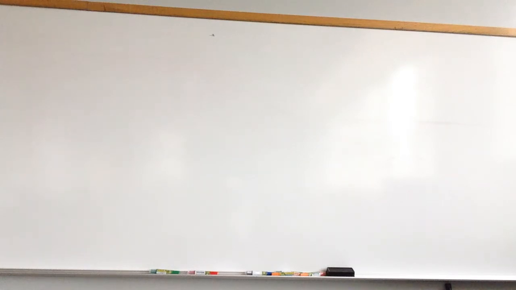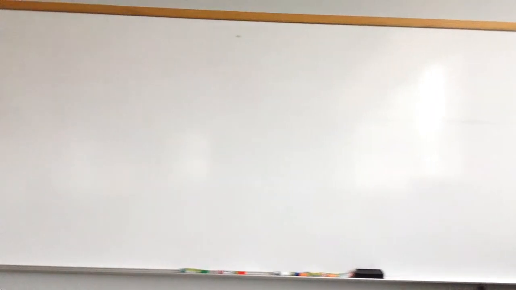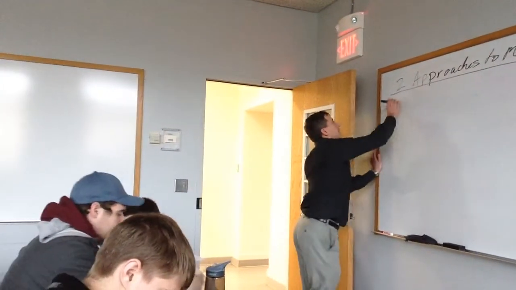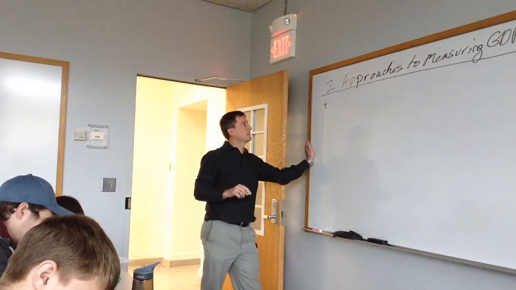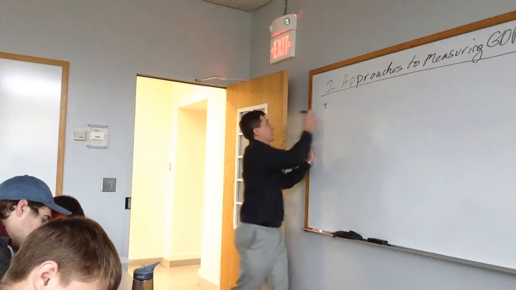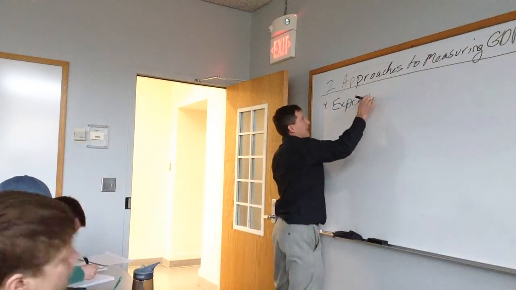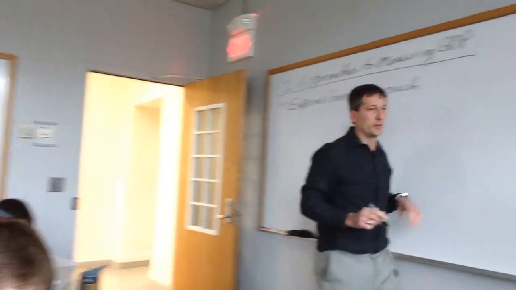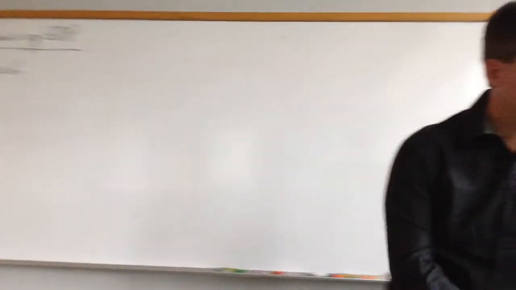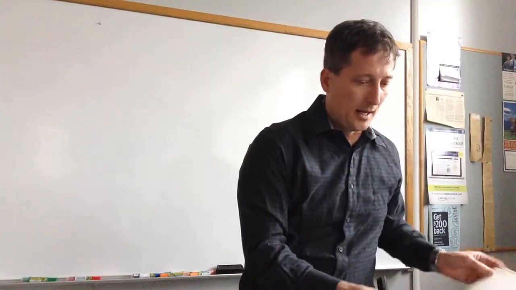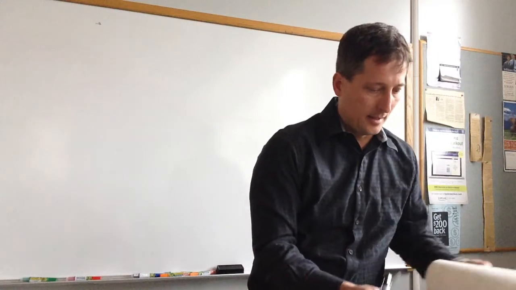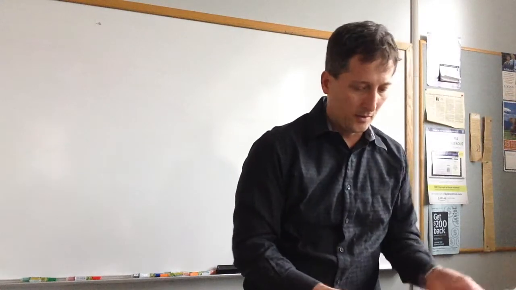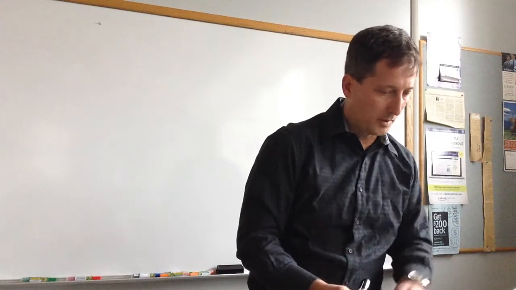Two approaches to measuring GDP, gross domestic product. We've got two ways of keeping the books because of spending equaling income. So the first one we're going to look at is the expenditure approach. The expenditure approach to measuring GDP. And this is the one that just simply compartmentalizes spending into those four components.